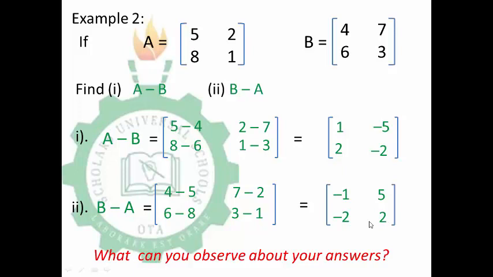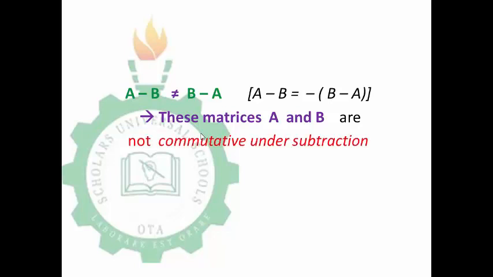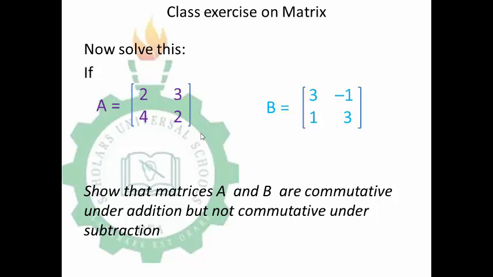It simply means that B minus A equals minus into bracket A minus B. So we have it here, A minus B equals minus into bracket B minus A. So A minus B is not equal to B minus A. These matrices A and B are not commutative under subtraction. They are not commutative because we are unable to get the same answer.